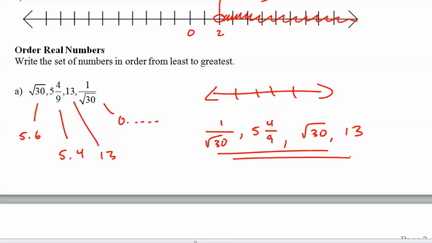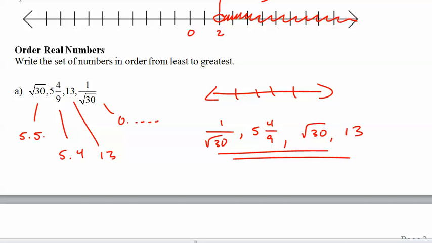Now I feel like I may have messed up here, so I'm going to go check on my calculator. Okay, 5.4 is correct, and the square root of 30 is 5.5, which works, just slightly off in terms of my guess.